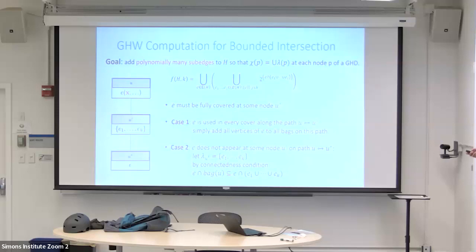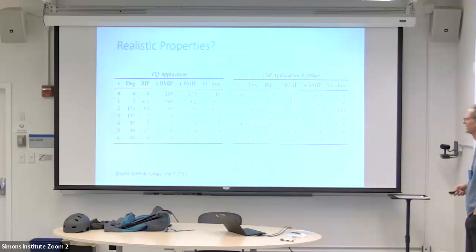Yeah, but then we just add all of the subsets of size at most k times I of all of the existing edges to our hypergraph, and we replace E by the corresponding subedge. That's essentially the idea. Okay. Now the question is, are these realistic properties? And the answer is, at least bounded intersection is realistic.